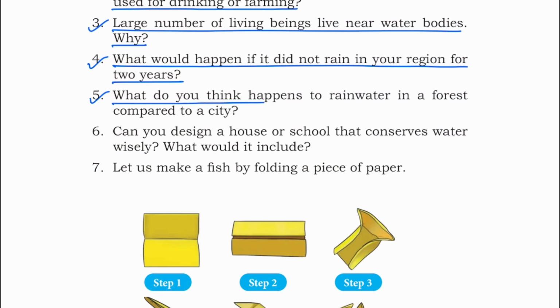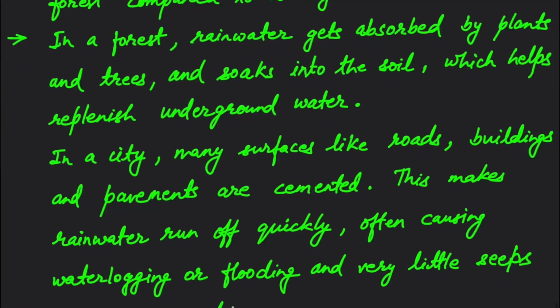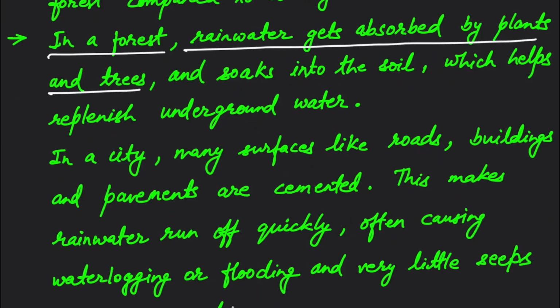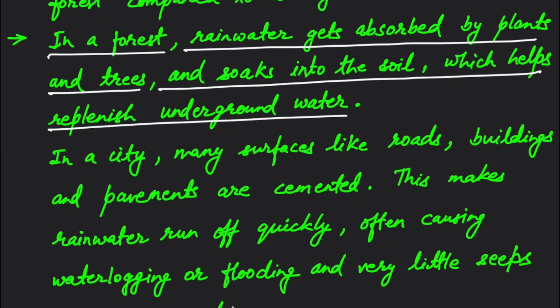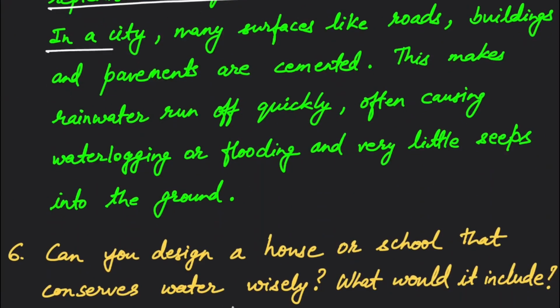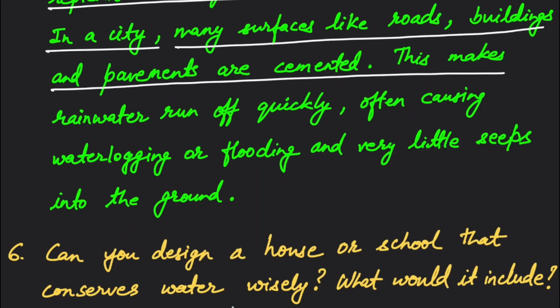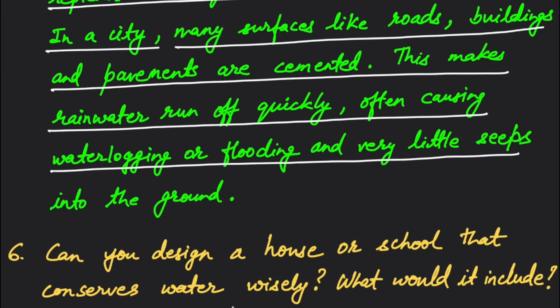5. What do you think happens to rainwater in a forest compared to a city? In a forest, rainwater gets absorbed by plants and trees and soaks into the soil, which helps replenish underground water. In a city, many surfaces like roads, buildings, and pavements are cemented. This makes rainwater run off quickly, often causing waterlogging or flooding, and very little seeps into the ground.